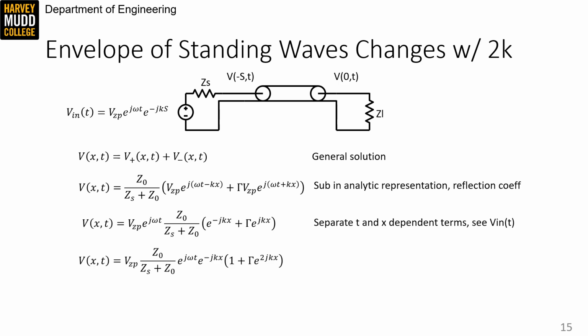We can do some factoring to reveal interesting behavior. First, we factor out the omega term to separate the time and space behaviors of the line. This results in the V_n of t time-varying sinusoid appearing in front of the line, offset by some phase. V_n of t is being multiplied by the divider between Z_s and Z_0 to represent the scaling in amplitude as the input wave lands on the line.